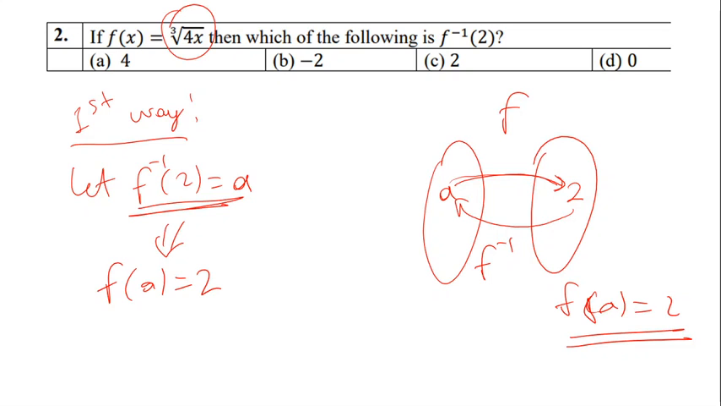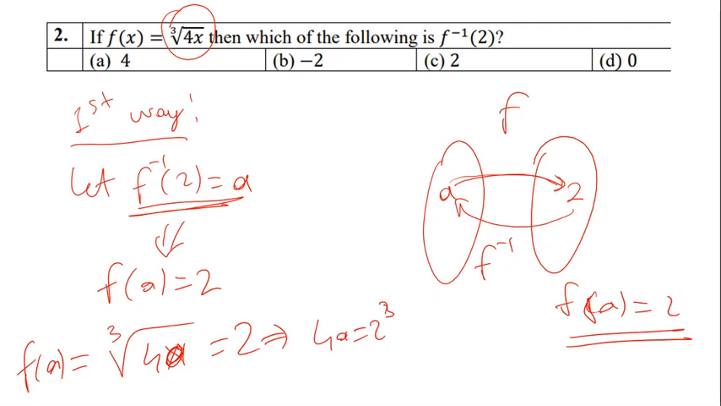What is f? F is this one, cube root of 4a, so f of a is equal to 2. Then you solve for it. 4a is equal to 2 cubed, and this is a equals 2. And you can say it's equal to 2.